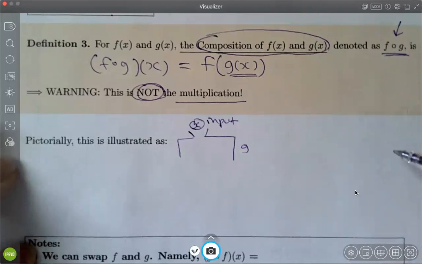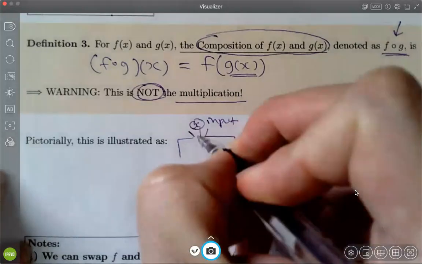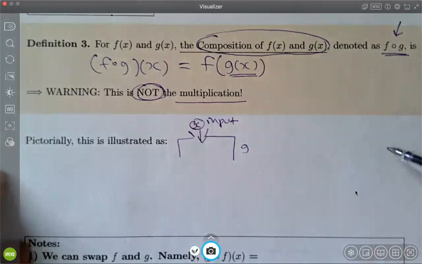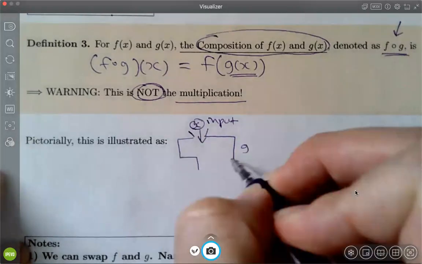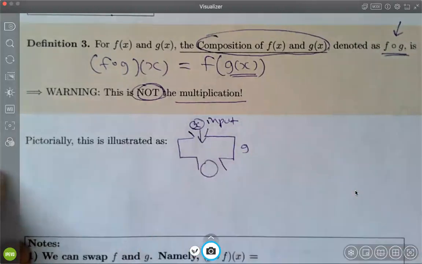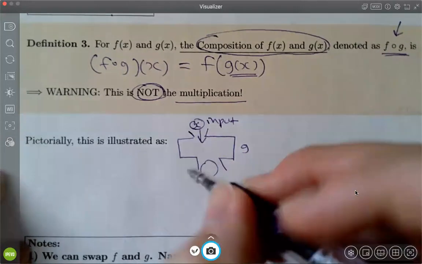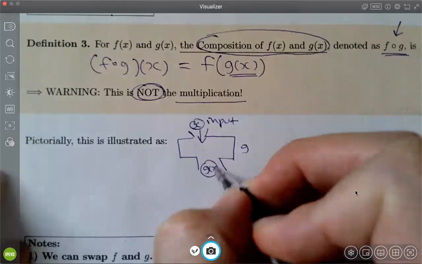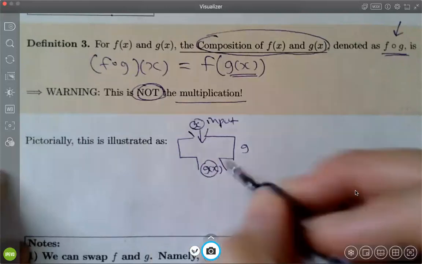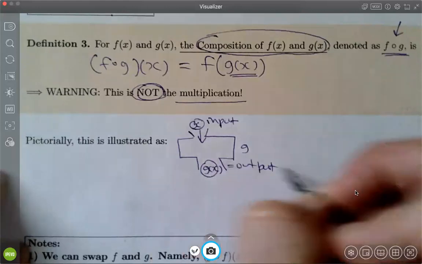But anyways, so here's the baseball, which is x. And now this ball is inserted into the machine g, and it will produce an output, which is another ball, and it is called g of x. So that is the output for g.